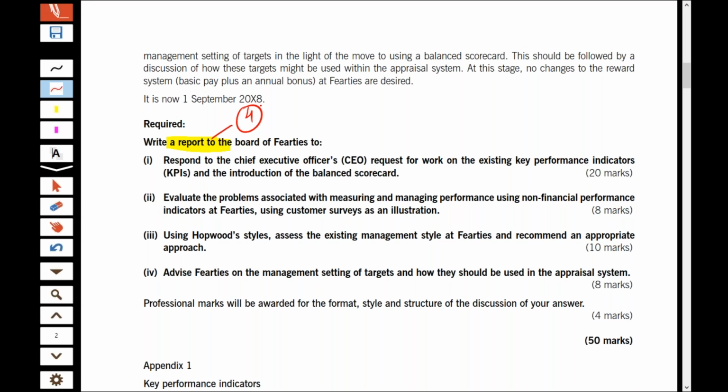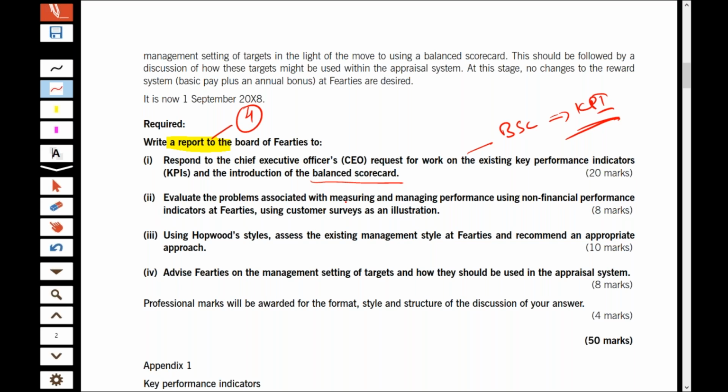You have to write a report to the board of Fairtees to respond to the chief executive officer's request for work on the existing key performance indicators and the introduction of the balanced scorecard. So this organization wishes to introduce the balanced scorecard. Obviously, if you are going to be introducing the balanced scorecard, you would have to work on the KPIs also. So that's something that's going to be talked about in this question.